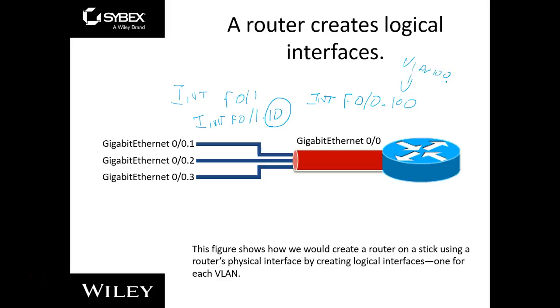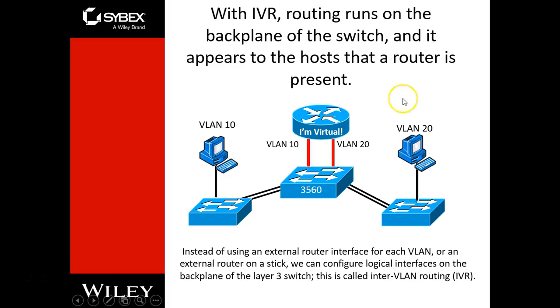It just makes it easier to keep track of things when you can make it anything you want it to be. It just makes it easier to keep track of it if you make the interface number the VLAN number. The thing that happens here is we have VLAN 10 and VLAN 20 over here. These are going to be trunk ports because these are switches.